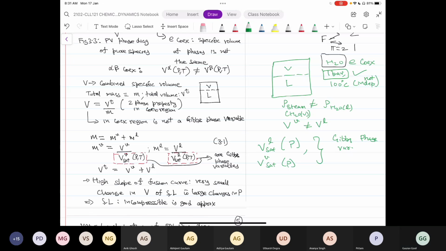So this implies these two quantities are fixed once I specify how many quantities I need to specify.